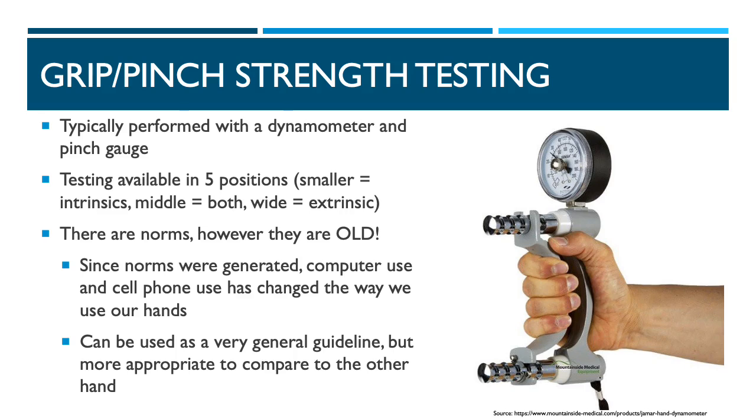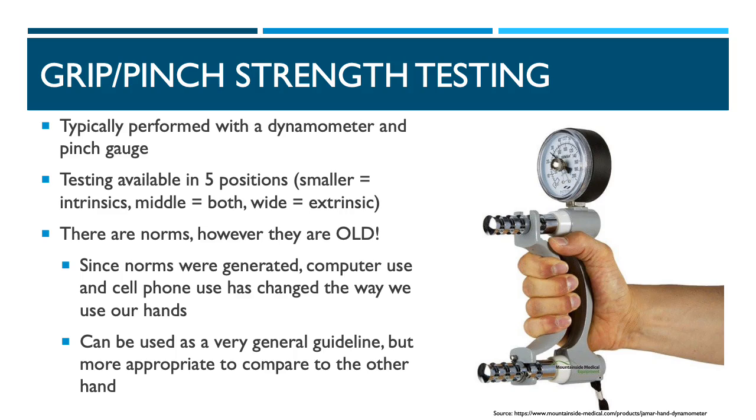The smaller the space, the more intrinsic muscles you're using. So if the handle space is very thin, you're primarily using your lumbricals. If you move it all the way out to the end part, and it's just your PIPs and DIPs moving, that's all extrinsic muscles. So it depends on what you're looking for. Most people typically are looking for gross grasp strength, which is a combination of both intrinsic and extrinsic muscles. So you test on position 2.